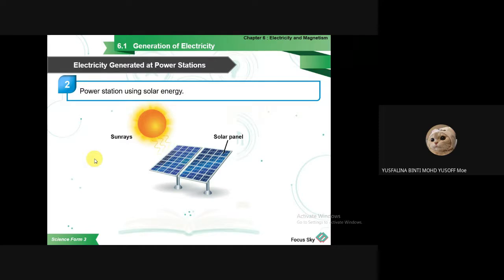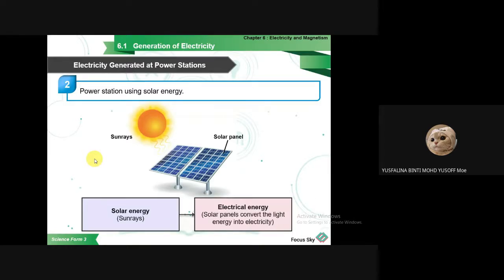The next type of power plant is using solar energy. This is called a solar panel, so it will absorb the heat energy from the sun rays to produce the electricity. So maybe some of you have a solar panel on top of the roof, right? This one is usually used to heat up the water. So the transformation of energy: the first one is solar energy, which comes from the sun rays, and after that it changes to electrical energy.